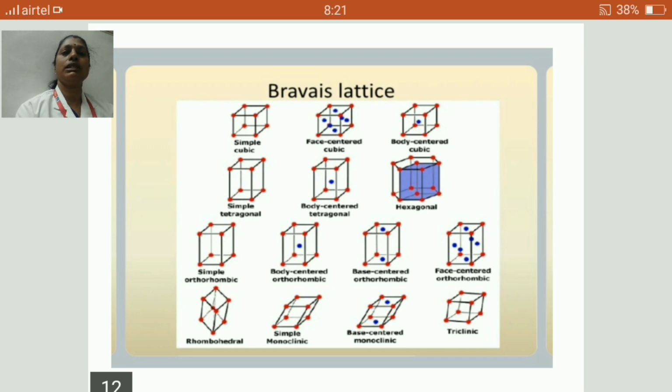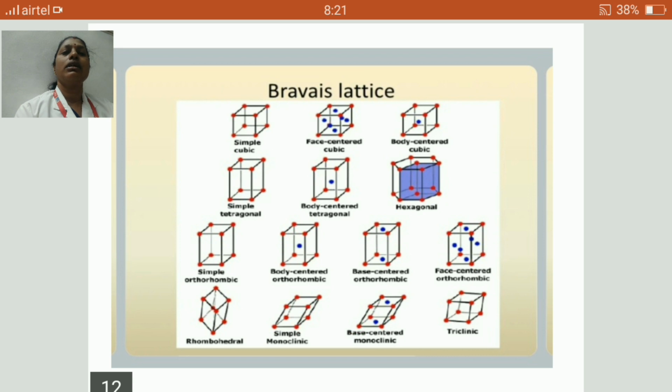In the simple cubic structure, all the corners are occupied by atoms. So the 8 corners are occupied by atoms. In the face-centered cubic structure, the 8 corner atoms are present and 6 face-centered atoms are also available. And in the body-centered cubic, along with the 8 corner atoms, one atom is at the center.